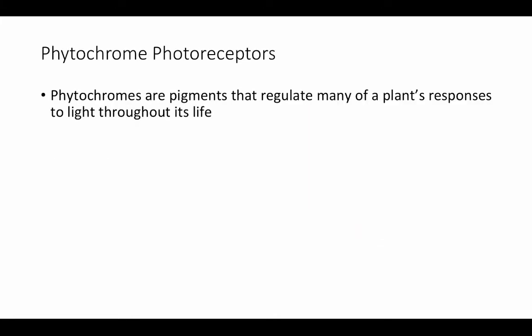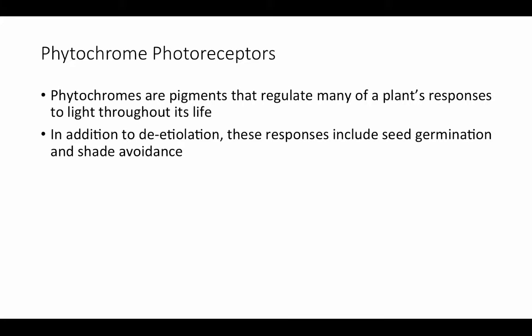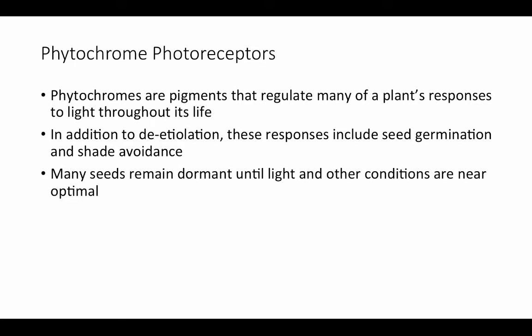Now let's take a look at these phytochrome photoreceptors. Phytochromes are pigments that regulate many of a plant's responses to light throughout its life. We saw them in the example of de-etiolation at the beginning of this chapter. In addition to de-etiolation, these responses include seed germination and shade avoidance. Many seeds remain dormant until light and other conditions are near optimal. Remember that hormones are going to play a big role in keeping these seeds from germinating, causing them to remain dormant until conditions are right for them to grow and survive.